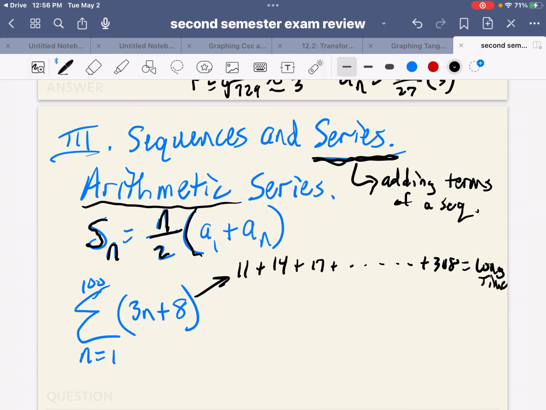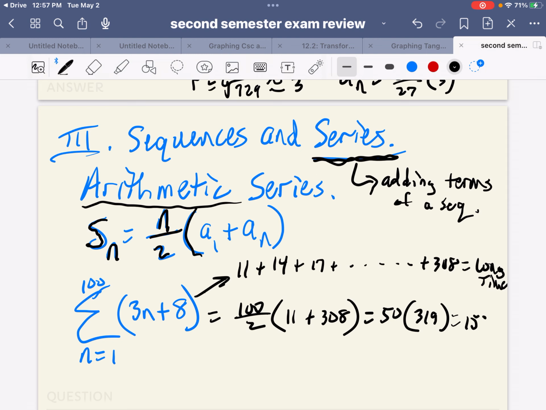Well, Mr. 9-year-old Gauss says that all you have to do to find the sum of the first 100 terms quickly is take 100 divided by 2 times the first number, which we see as 11, plus the last number, which we see as 308. So that would be 50 times 319. And if I grab a calculator, 50 times 319 is 15,950. If you were adding from left to right, you'd still be quite busy.